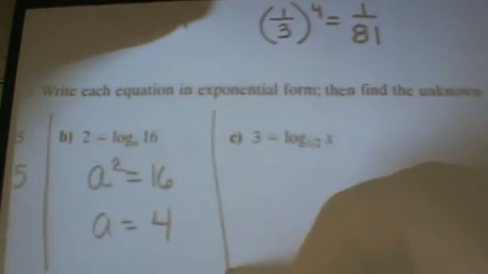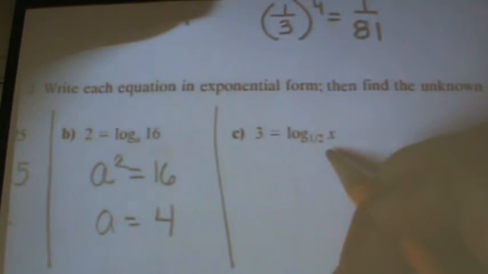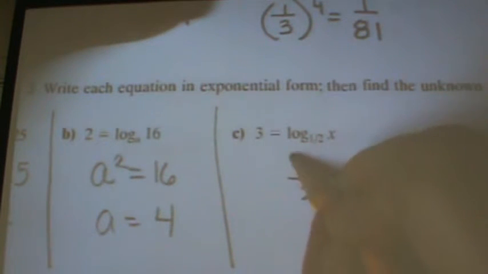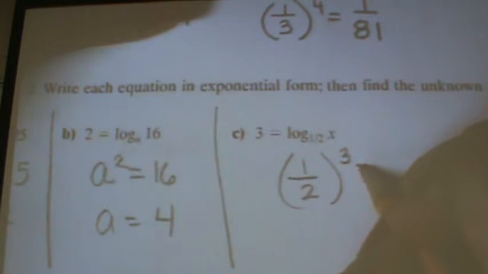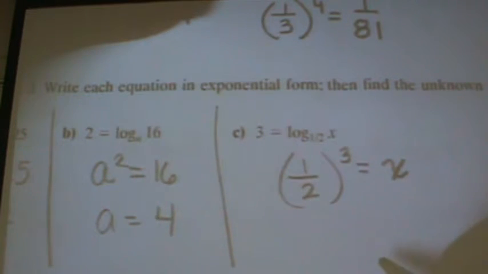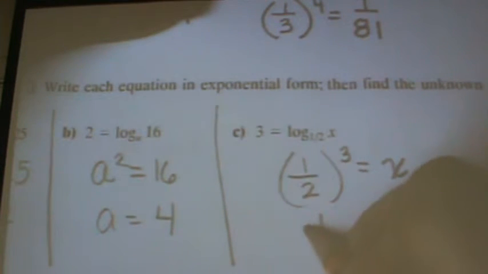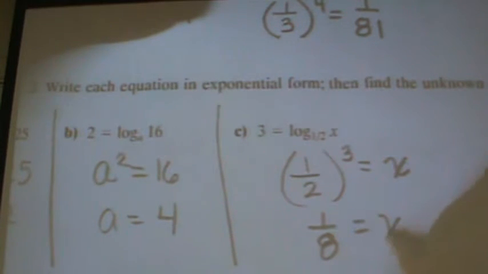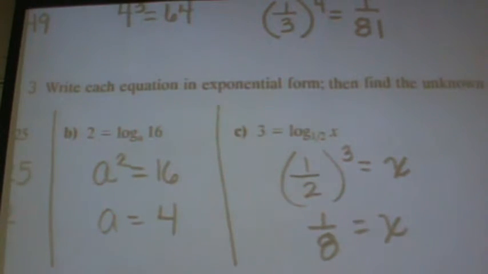And C, 1/2 to the 3rd power or cubed is 1 over 8. What's 1/2 cubed? 1 over 8. Yeah. So far nothing crazy, right? You just rewrote that.